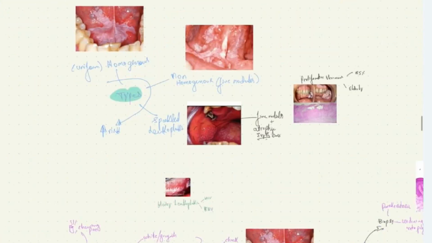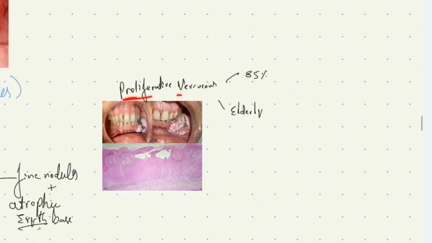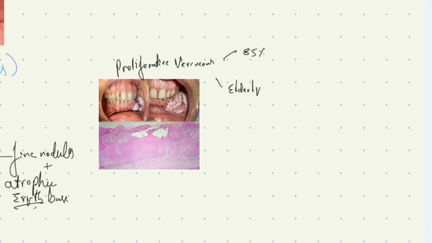The risk of malignancy increases as we go from homogeneous to speckled leukoplakia type. We have one variant of speckled leukoplakia called proliferative verrucous leukoplakia, which has a high risk of malignancy. Around 85% of them undergo malignancy, and it is most commonly seen in the elderly population.